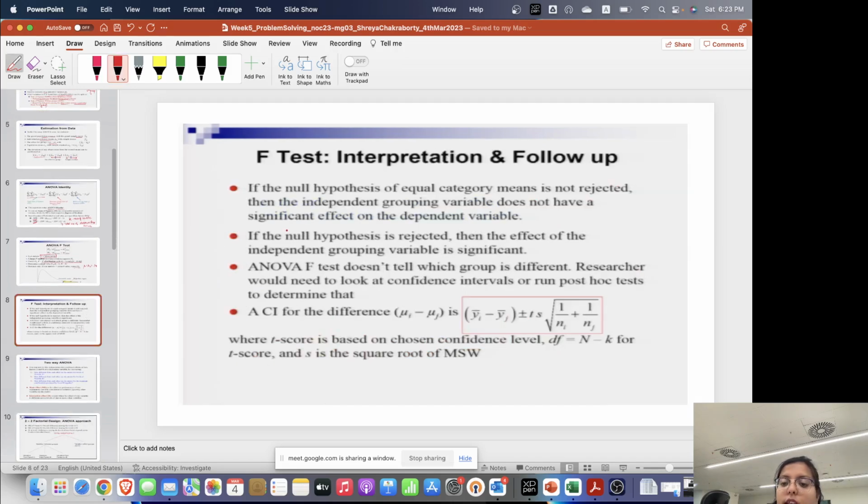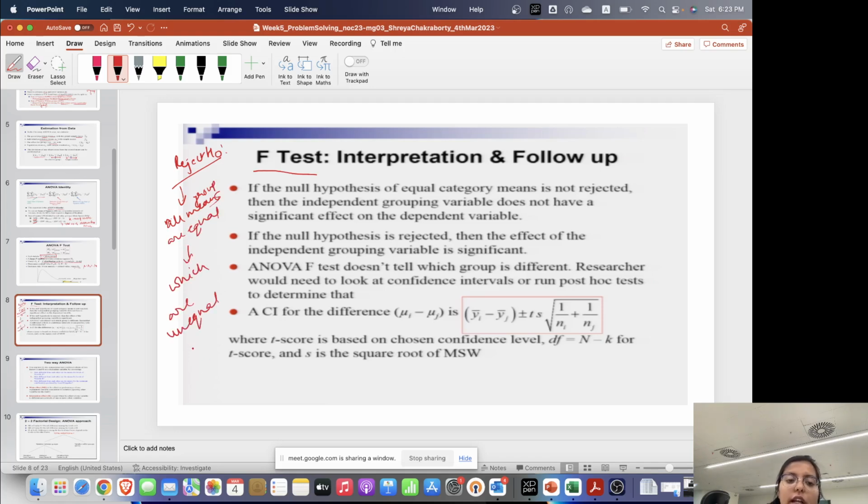Now the thing is, if we reject H naught by using this F test, then we are accepting what we are failing to reject, I would say. We are failing to reject that all group means are equal. So then we have to find out which are unequal.